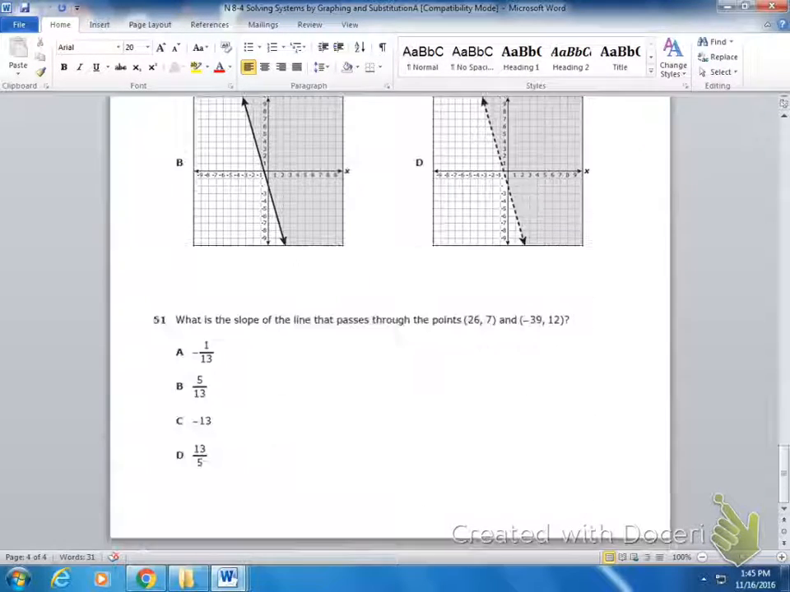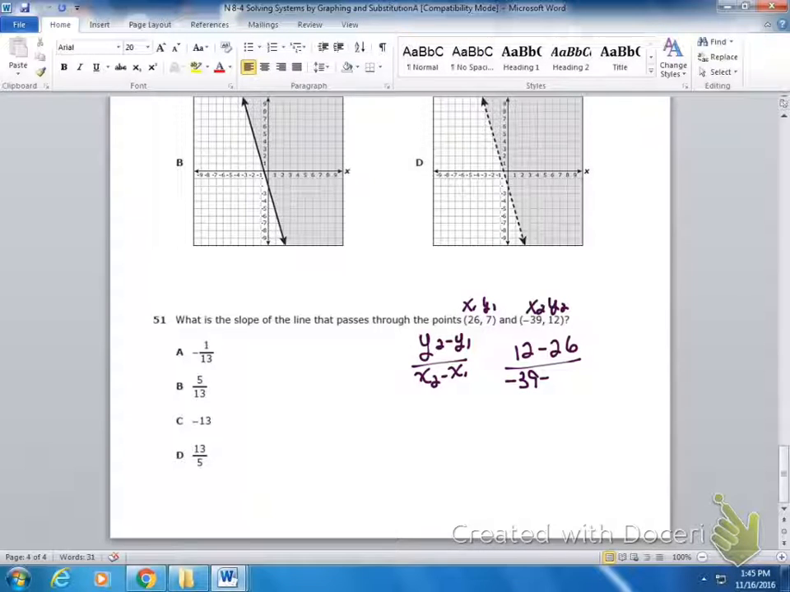Let's see, I think we got one more. We do. This one directly tells you what is the slope of the line that passes through these points. This is y2 minus y1 over x2 minus x1. I've got x1, y1, x2, y2. All we have to do is plug those numbers into the equation. That's 12 minus 26 over negative 39 minus 26. So be careful. Put these in your calculator correctly if you need to use it. 12 minus 26 is negative 14. Negative 39 minus 26. Did I mess that up?